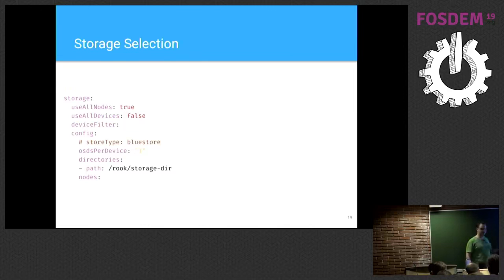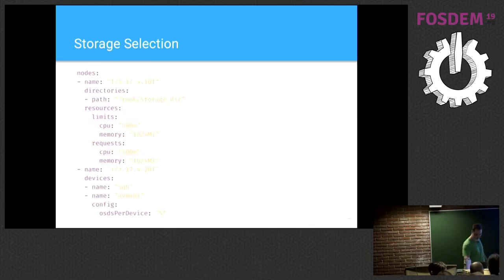There's also the possibility to specify certain configuration parameters, not only on a cluster-wide level, but also on a node and even OSD level, where in this case, for example, we have an option which is normally only used for NVMe or faster-than-SSD devices: how many OSDs should be created per device.